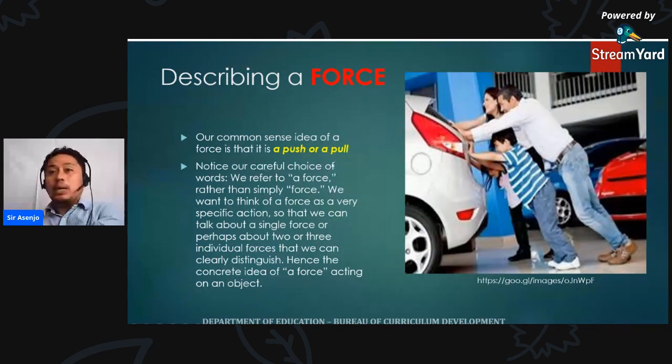Basically, our common sense idea is that a force is a push or a pull. The picture is a good example of a push. They're pushing the car. This is a picture showing a force, which this time is a push, because a force can be a push or a pull. You understand? Okay, got it.